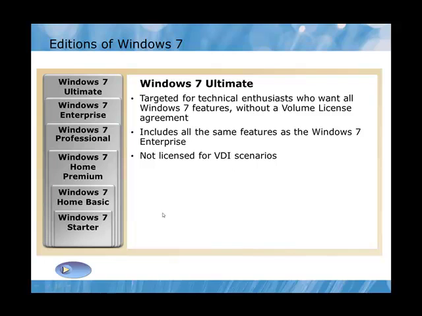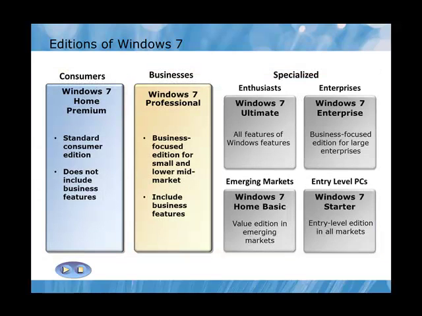And Windows 7 Ultimate, you notice not a whole lot of changes between it and Enterprise. It's for technical enthusiasts who want all the Windows 7 features without a volume license agreement. Windows 7 Enterprise and Windows 7 Ultimate are the same software. Volume licenses are for Enterprise, something like ECPI Tidewater Incorporated does volume licensing to do those things. All the features of the Enterprise, not licensed for VDI scenario. So that's the overview of the different versions of this thing.